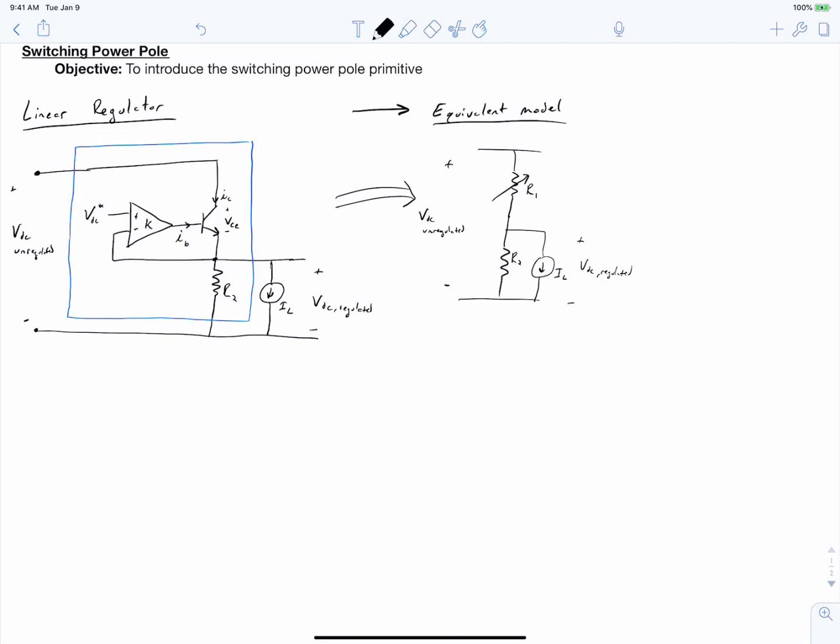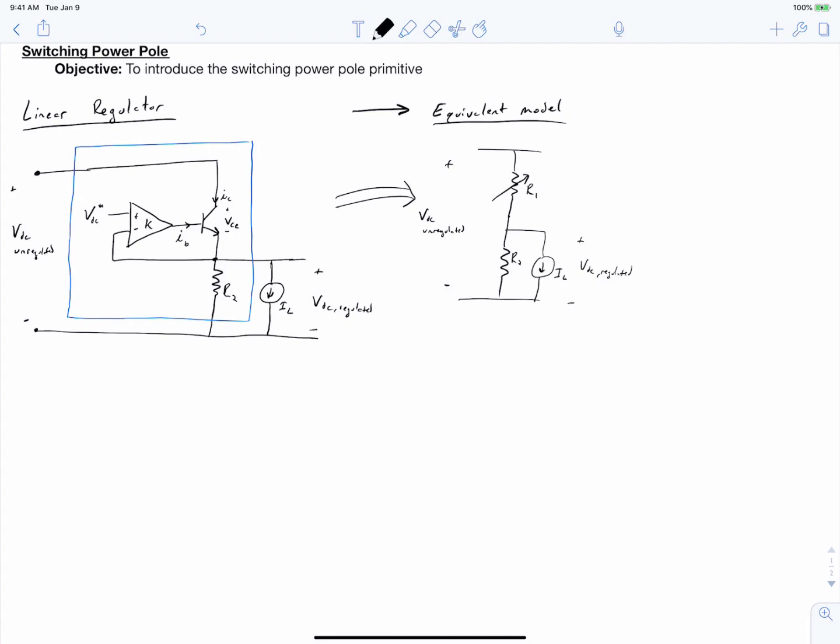The objective of this video is to introduce the switching power pole primitive as a means to lead us into switch mode power electronics. So remember I said that there are two ways of thinking about energy conversion or voltage level conversion. The first way we introduced as being linear regulators, and the second concept I said was going to be fundamentally different, and that is switch mode power electronics.